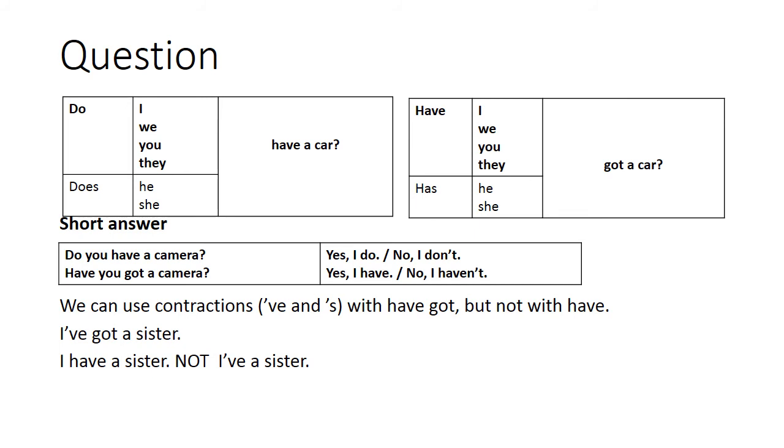In case of short answers, we can ask, do you have a camera? The answer for this question, we can say, yes, I do. No, I don't. And if I ask, have you got a camera? Yes, I have. And in case of negative, I say, no, I haven't. بمعنى انه السؤال اللي يحتوي على الهاف او الهاف جوت نبدي بالدو والداز حسب الفاعل المستخدم زائدا هاف زائدا تكملة الجملة.